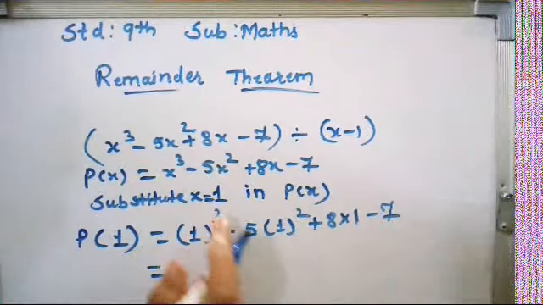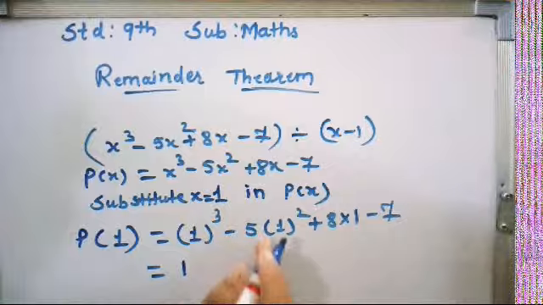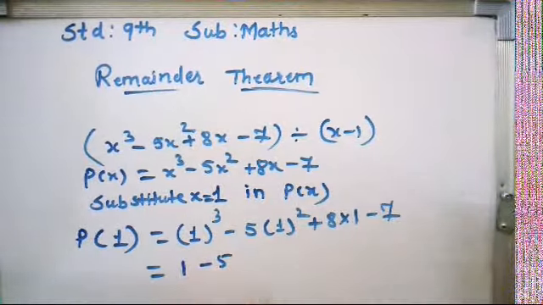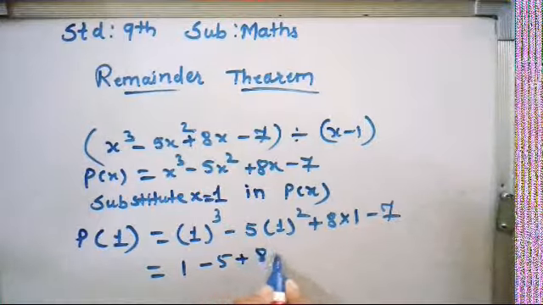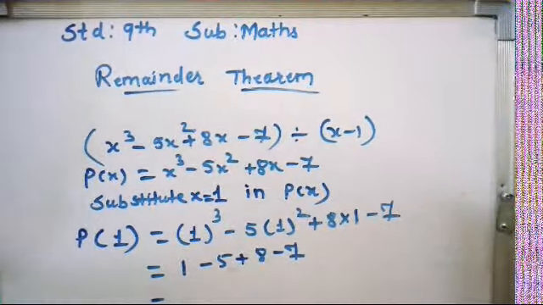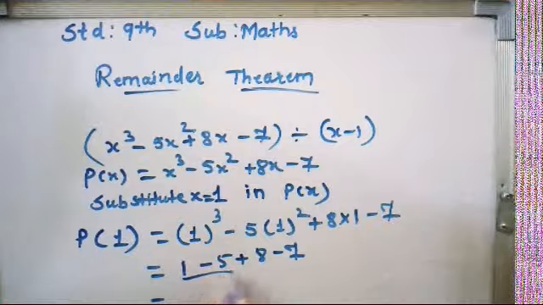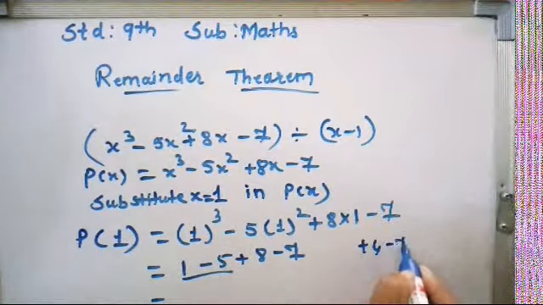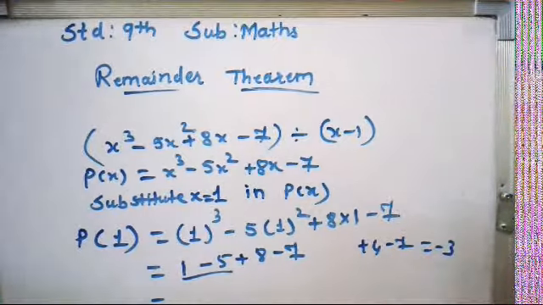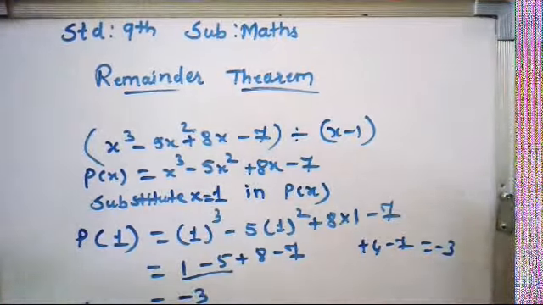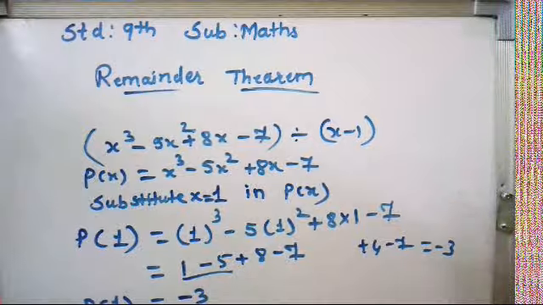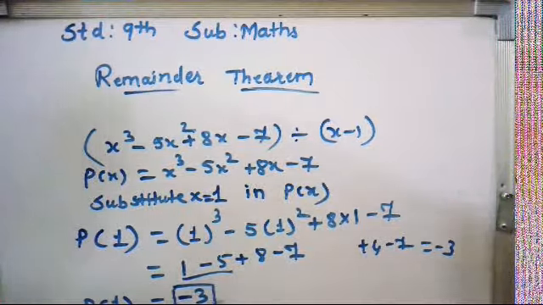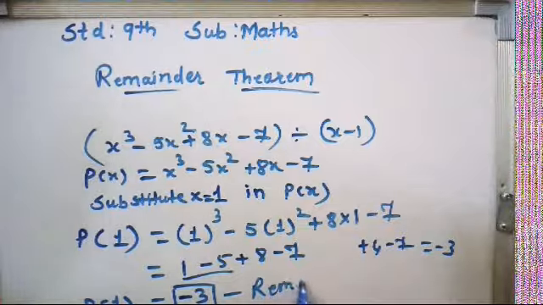Now we can solve this. 1 cube is 1, minus 5 times 1 square, 1. 5 ones are 5. It is 5. 8 ones are 8. And it is minus 7. Then it is minus 4. Okay. Minus 4 plus 8 is plus 4. And plus 4 minus 7 is equal to minus 3. So what is the answer of this? It is p of 1 is equal to minus 3. So this minus 3 is your remainder.